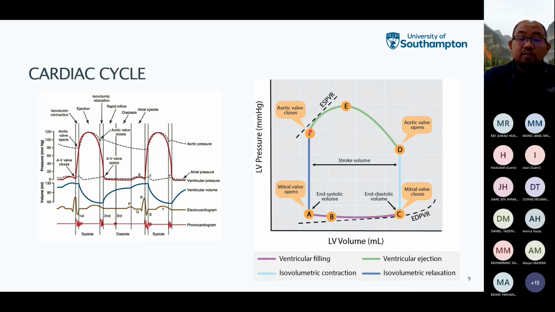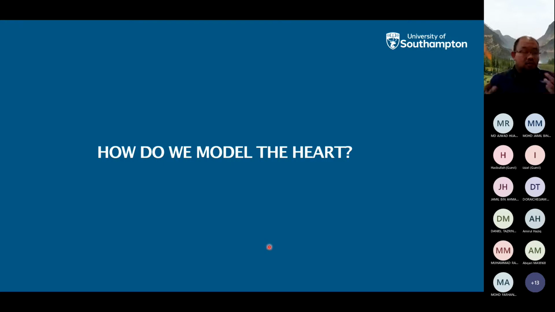After a while, again, all the valves close. You have isovolumetric relaxation because now the muscle starts relaxing. Then we can see that the pressure drops quickly until the next cycle starts. So these four phases are what we call the cardiac cycle. Okay, so that is the overview of how the heart functions.